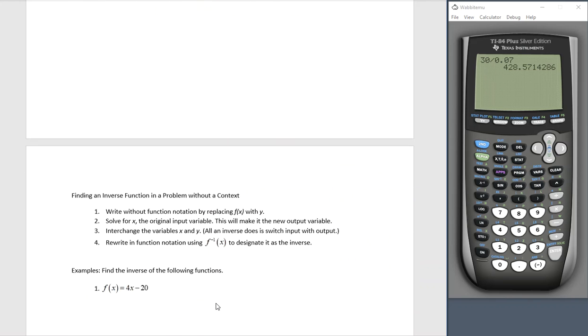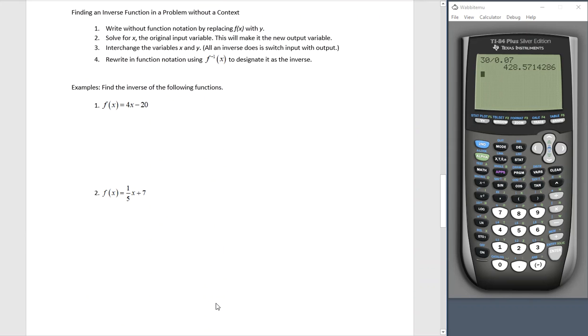Now we could do this whole idea of finding an inverse with just a function without context. So there's no units, there might be units, but there's no meaningful variables associated with each of these inputs. And so we're going to use similar instructions. So step 1, we're going to write without function notation by replacing f of x with y. Then we'll solve for x. That's our original input variable. This will be the new output variable.